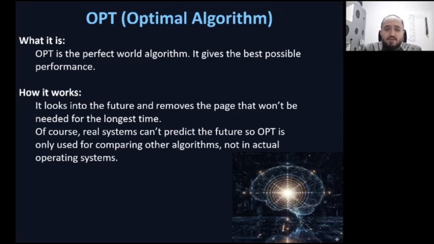Next is the optimal page replacement algorithm, or simply OPT. OPT is the perfect algorithm. It gives the best possible performance. It looks ahead at future memory requests and removes the page that will not be used for the longest time. Basically, if you knew the future, you could make perfect decisions, and that's exactly what OPT does. Of course, real systems can't predict the future, so OPT is only used for comparing other algorithms, not in actual operating systems.